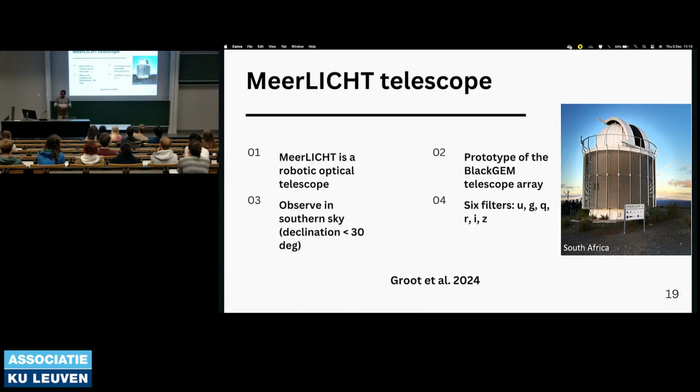But before talking about this, let me give you a quick overview of the MeerLICHT telescope. This is an optical telescope located in South Africa, and this is the prototype of the BlackGEM telescope array, observing the southern sky with 6 filters. But if you are more interested in this telescope and its survey, you can have a look at this paper, a recent paper by Groot et al., 2024.